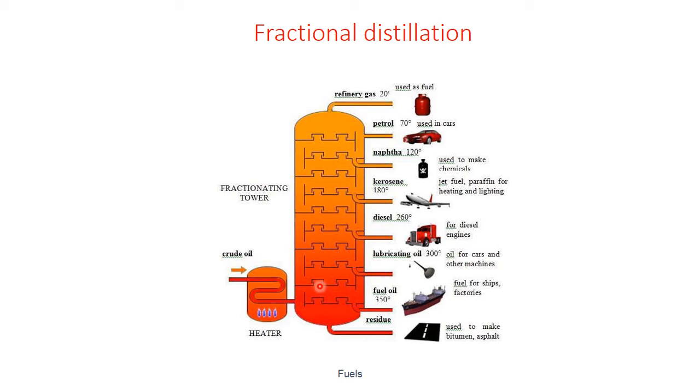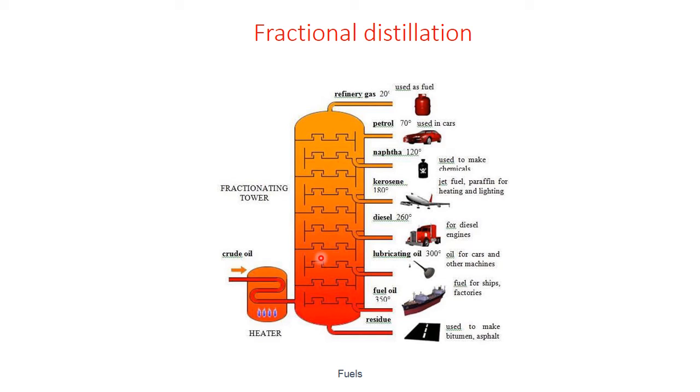Celsius. So as I mentioned earlier, according to the principle of this method, the higher boiling point component first condenses in the first tray. For example, this is the first tray, and it will be cooled and then collected by using this outlet. For example, the first fraction is fuel oil, which has a temperature of 350 degrees Celsius.